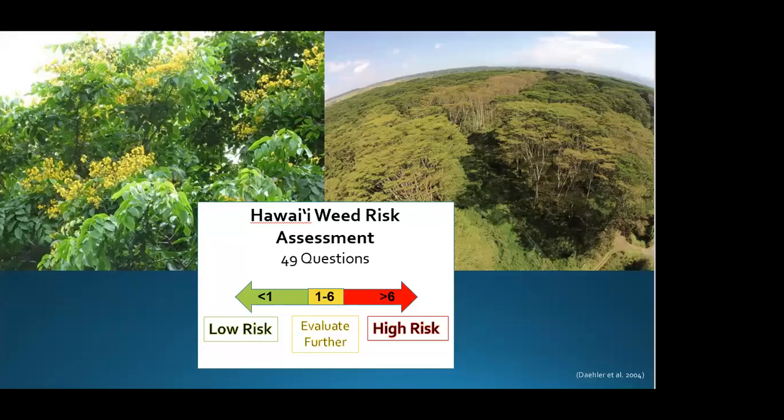Plant scores range from -12 to 28 and generally fit the scale shown here. If scores are below 1, they are considered low risk for invasion. Above 6 are considered high risk, and in between require further evaluation.